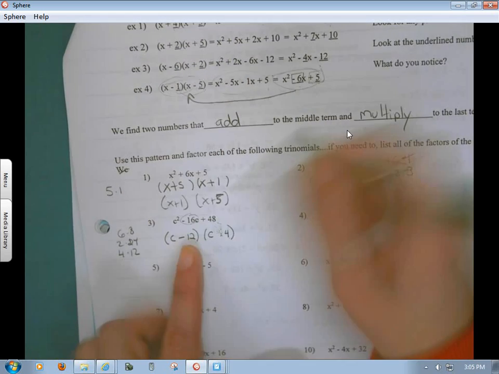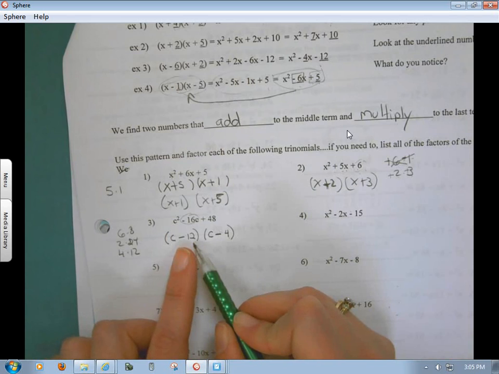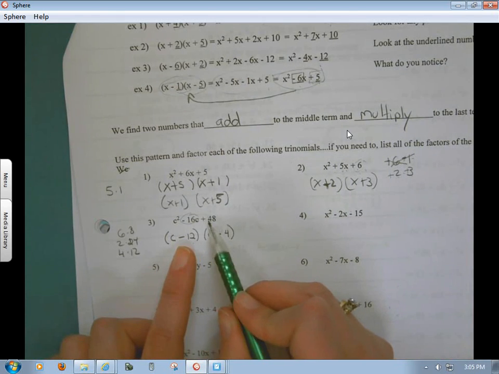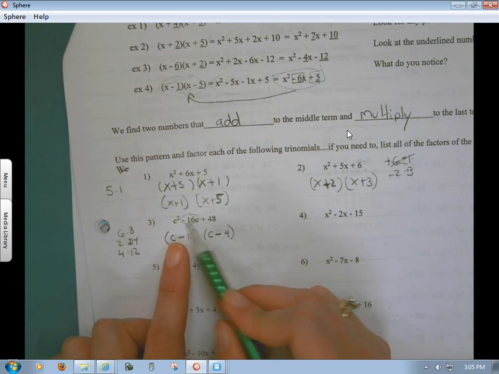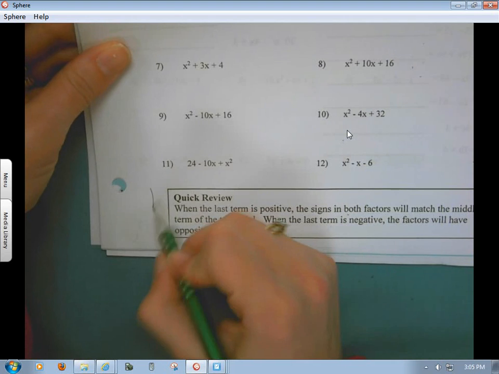What can I do? Well, I can make them the same sign. So now -12 times -4 is +48, and -12 plus -4 is -16. Okay, that rule, that example, brings us down here for this quick review.